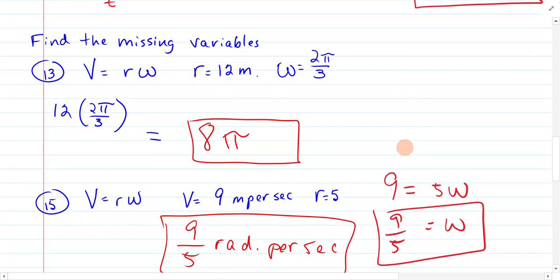Find the missing variables. V equals RW. They gave you R and W. That means we're just multiplying these two things. That gives us 8 pi. For the next one, V equals RW. They give you V and R. So 9 equals 5W. So 9/5 is W. That's radians per second.